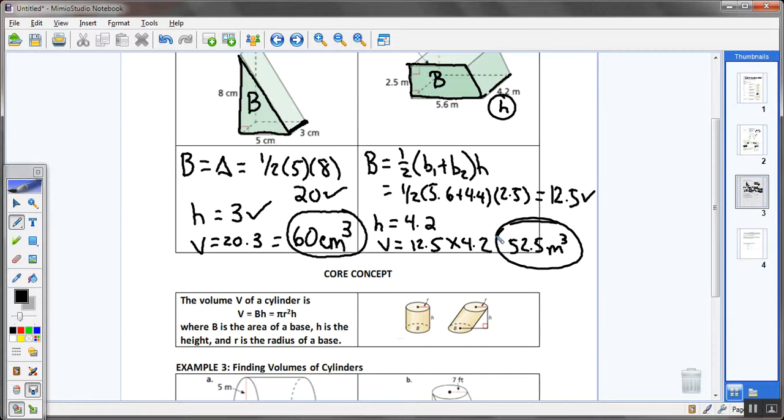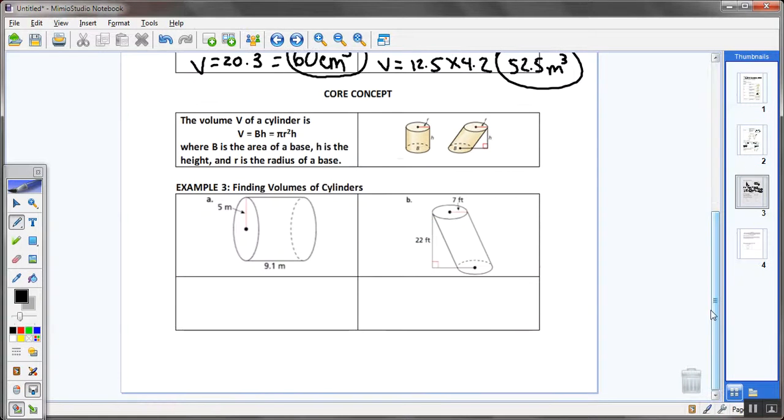So right here, core concept, kids, pretty important stuff. It says the volume of a cylinder has the same formula. Your volume is equal to base times what? The area of the base times the height. But we know, kids, that in a cylinder, the area of the base is found by doing pi times what? R squared. So we could say that the volume of any cylinder is equal to pi times radius squared times the height. Okay?